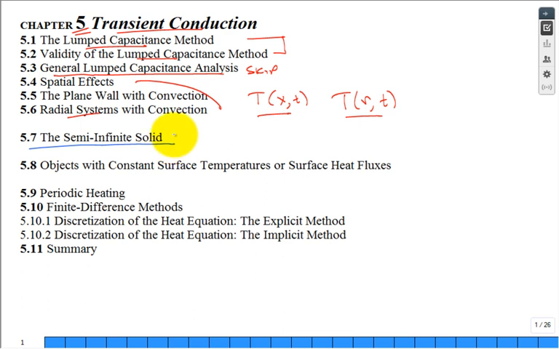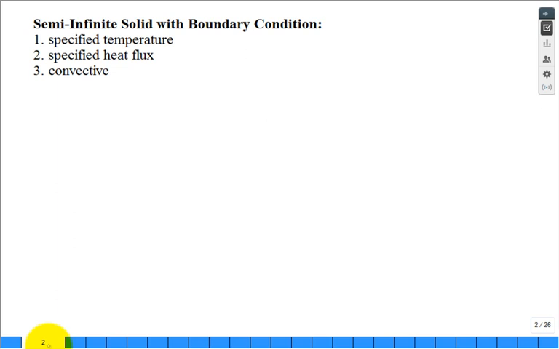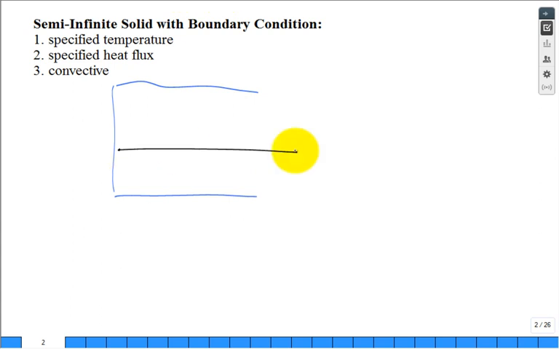What does it mean that you have a semi-infinite solid? It's like the whole world cut in half and you're looking at half of it. So let's jump into it. Here's a big solid. We cut it in half and then we focus on this side. We have a coordinate system, x, running from 0 off into infinity. It doesn't go from 0 to L, it goes from 0 off into infinity. That's the semi-infinite part. You have three different boundary conditions that we'll deal with.